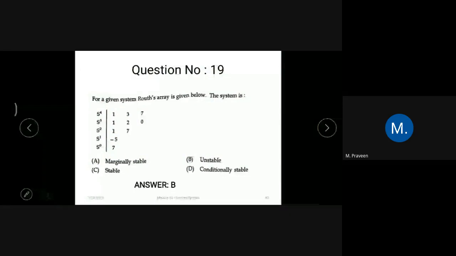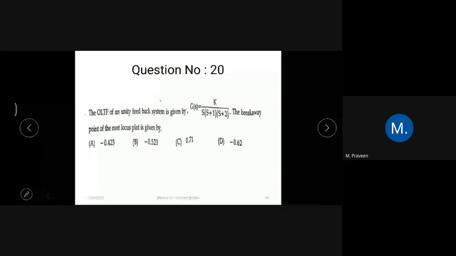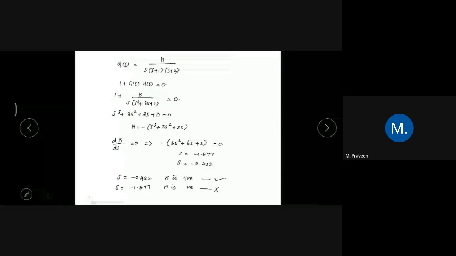The last one. The open loop transfer function OLTF of a unity feedback system G(s) is given. What is the breakaway point of this? A similar type of problem appeared in the previous slides. They give G(s) and ask for the breakaway. We know that for breakaway, dK/ds should be equal to 0. To find the K value, go for the characteristic equation 1 plus G(s) into H(s), and from this we can find the value of K.